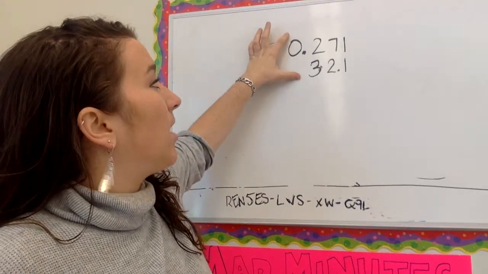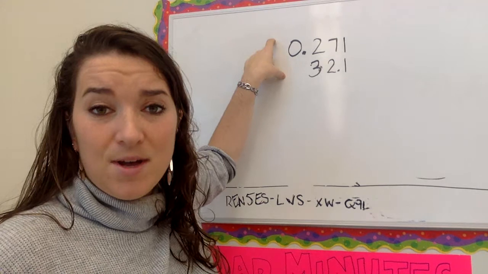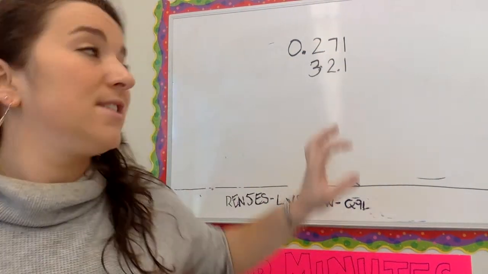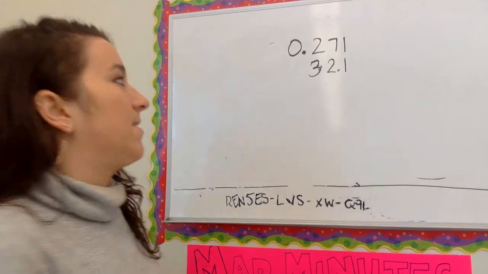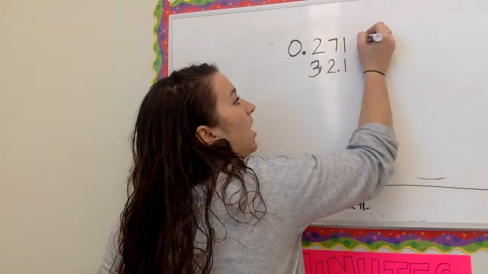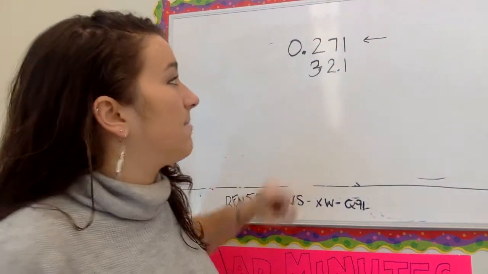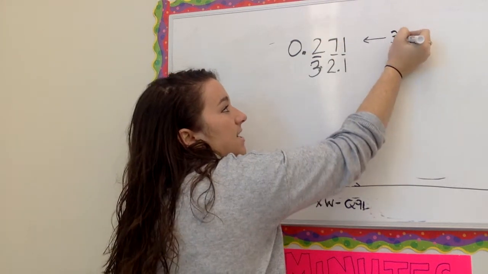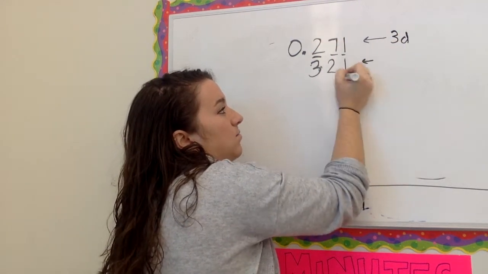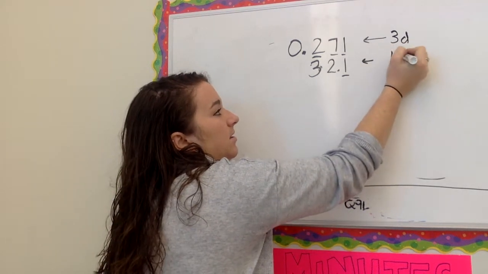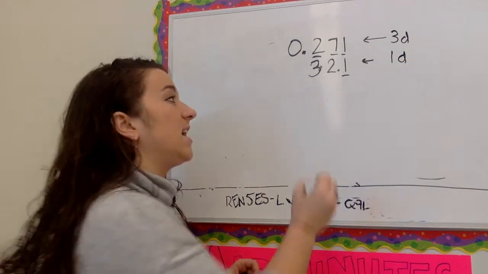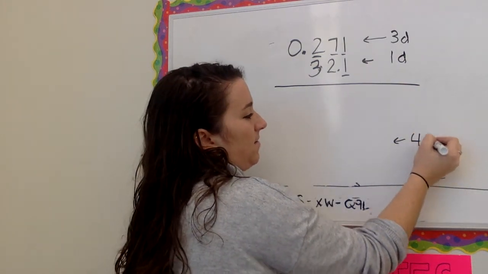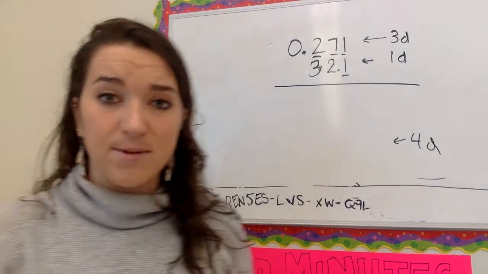So for this problem, I could have put either number on top, but I just started with my first number since they both have 3 non-zero digits. So I still have 271 thousandths on top. This number has 3 digits behind the decimal. This number has 1 digit behind the decimal. Now that I've done that, I know that in my answer, which will end up somewhere down here, there will be 4 digits behind the decimal.